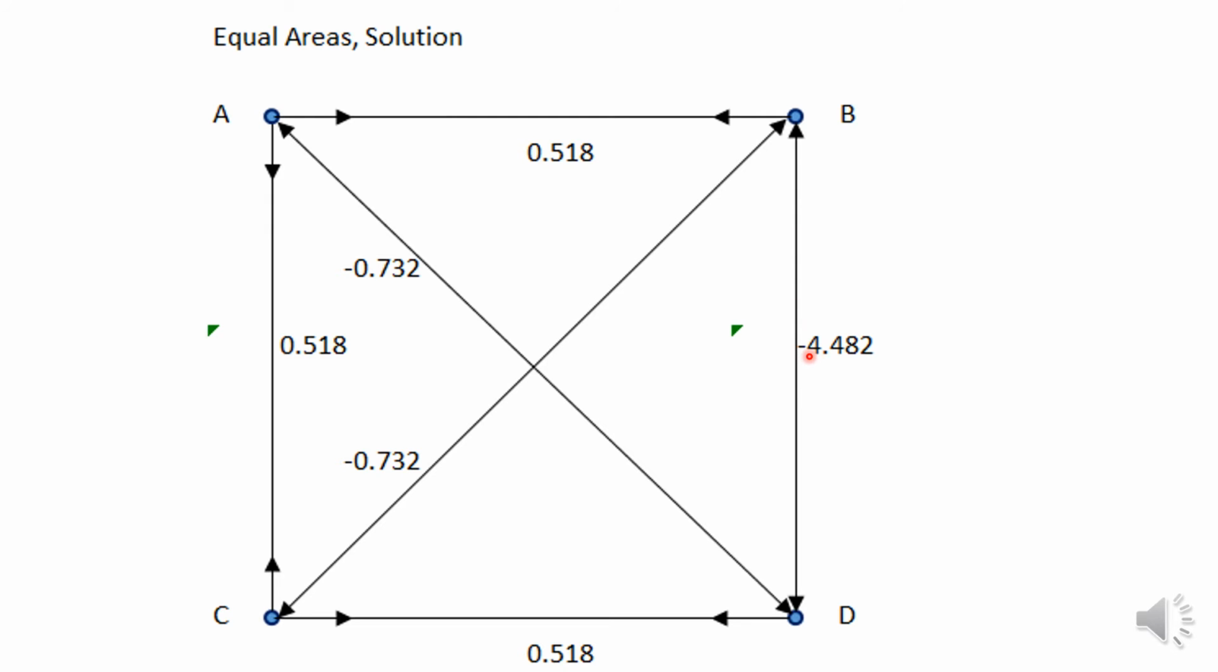Notice here it's minus 4.482. You can compare it with the solution in the first case where L over AE is constant. The compressive forces on the diagonals 0.732, again above 0.5 kilonewtons, and again this compressive force slightly below the 5 kilonewton external force.